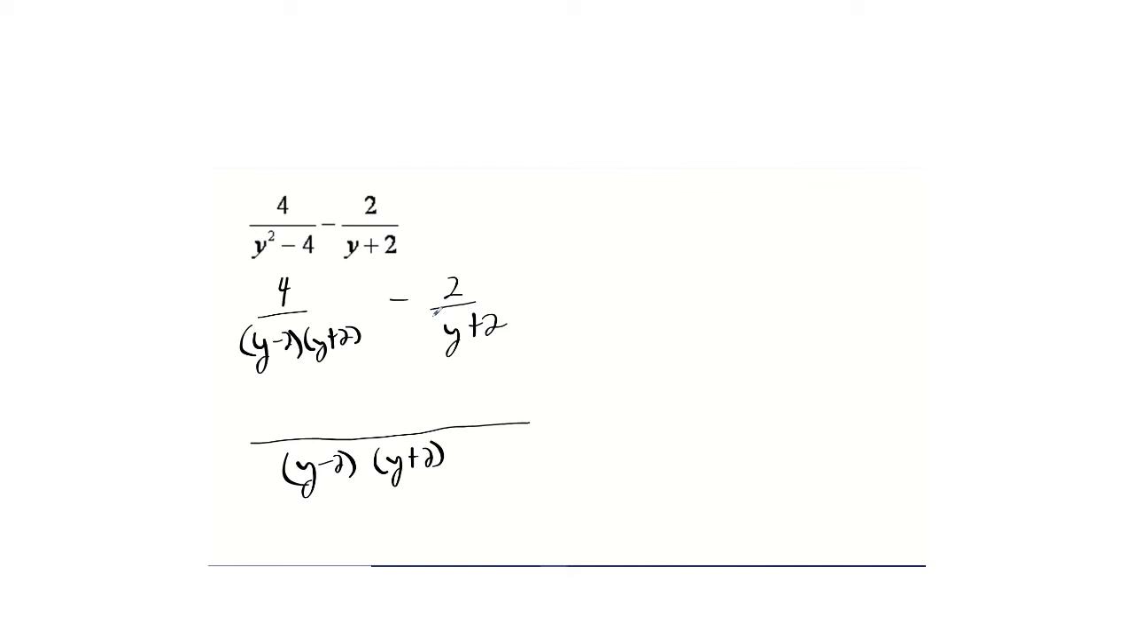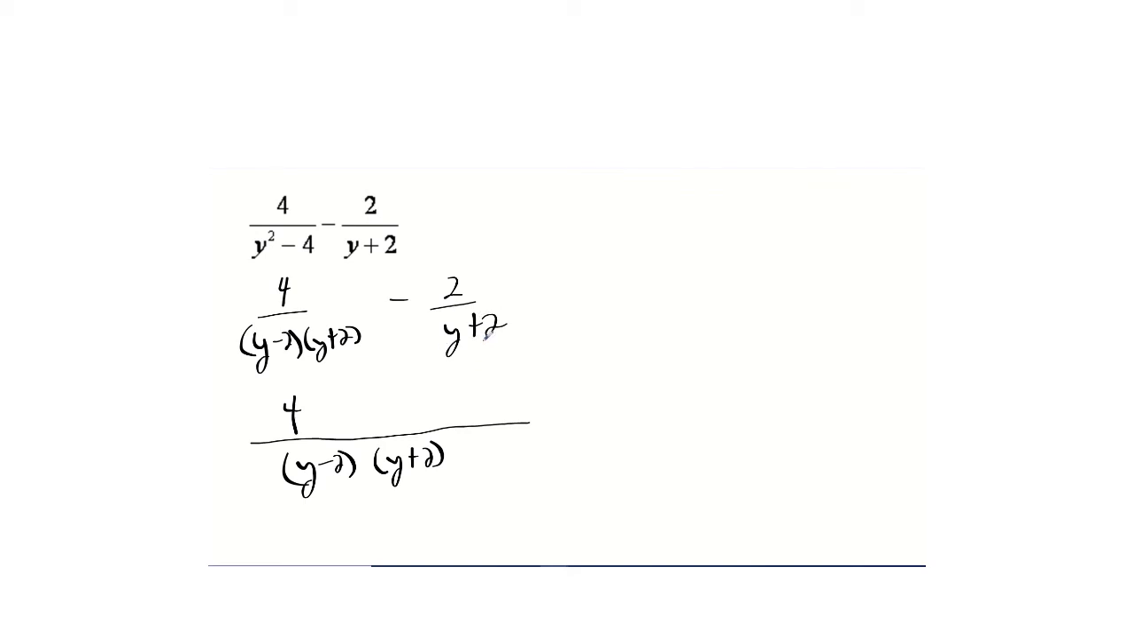Sorry, not w, y minus 2, y plus 2. I need a y plus 2, but I already have that. It was repeated over here, so you don't have to put it down again. There's your common denominator. The first fraction, which is already over these two, you don't have to do a thing to it. Leave it as it is.